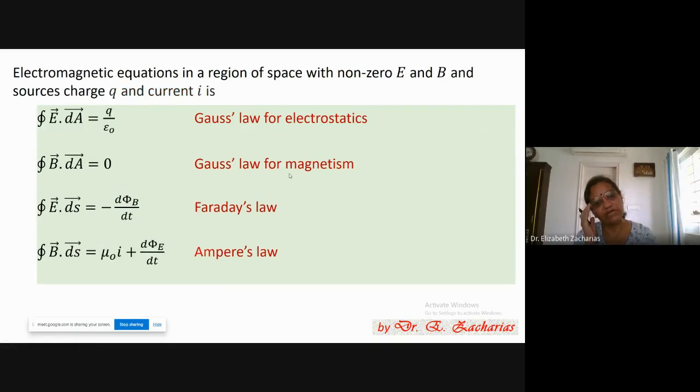Now you can also write these four equations in a region where there is electric field and magnetic field, and in a region where the sources are also present, Q and I are present. If Q and I are present, how do you write? Integral E dot dA is equal to Q by epsilon naught. Integral B dot dA is zero. The integral E dot dS is equal to, this doesn't change at all. These two equations will not change. Now come to the last one, you're going to have two parts.